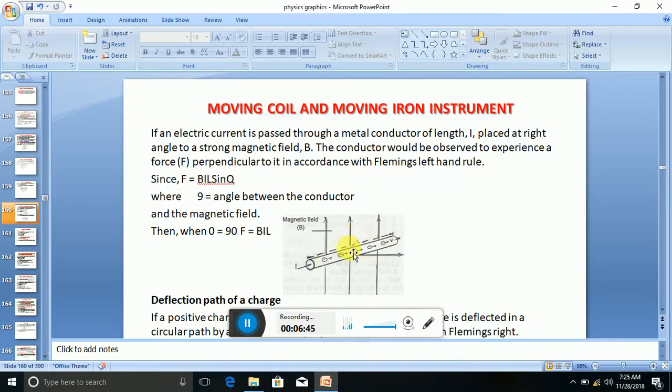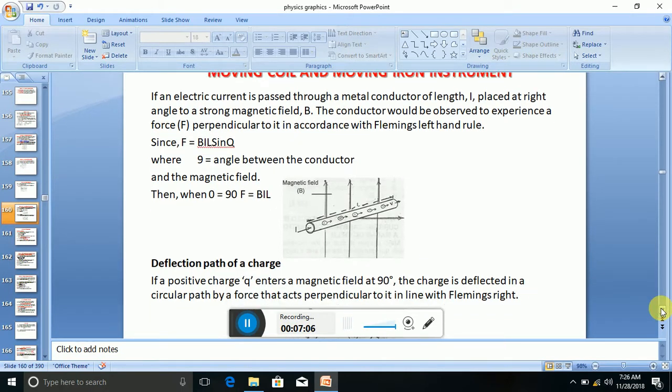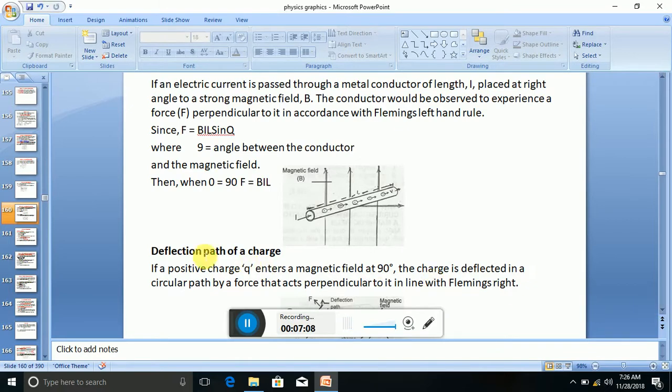So a moving coil instrument that has current passing through it and is placed perpendicular to a magnetic field always has a force acting perpendicular to it in accordance with Fleming's left-hand rule. So take note. Now we look at the deflection path of a charge.